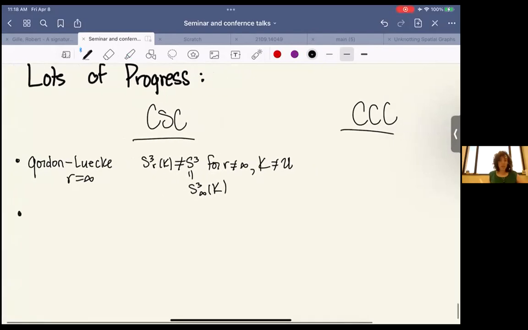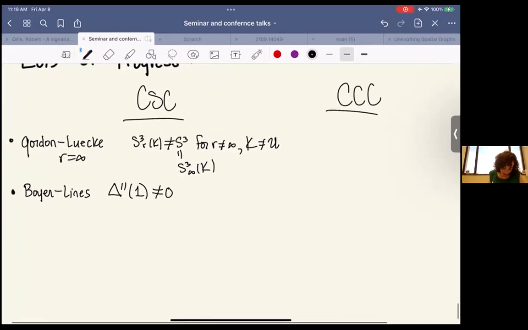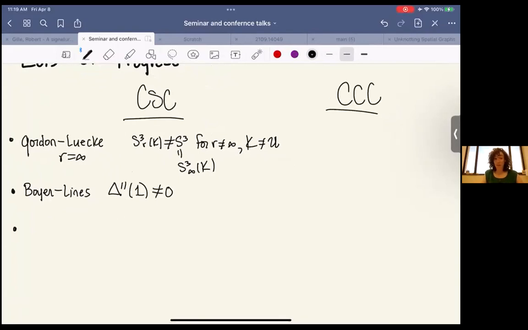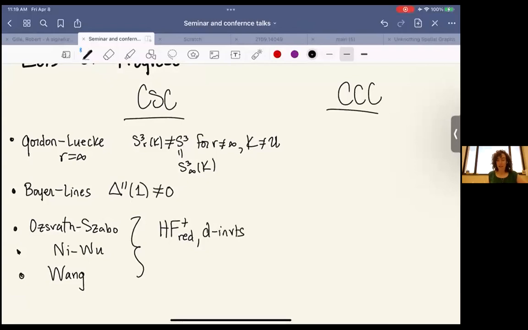There are obstructions due to Boyer and Lines that can be phrased in terms of the second derivative of the Conway polynomial of a knot evaluated at one, which I think is sometimes called the Casson invariant of a knot. And Boyer's here, so if there are questions about that, you know where to direct them. There's also lots of progress that's been made in the world of Heegaard Floer homology due to Ozsváth and Szabó, due to Ni and Wu, and due to Wang. All of this uses different aspects of Floer homology. It might use the torsion part of Floer homology, the gradings, the d-invariants, the rank, other aspects of it.